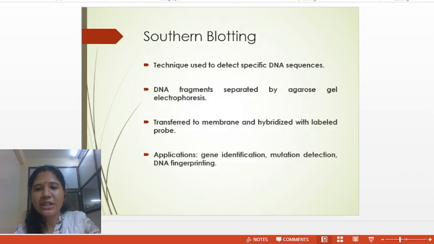Southern blotting is used for DNA sequence detection, where DNA fragments are separated by agarose gel electrophoresis. They are then transferred onto a membrane, and labeling is done with the enzyme. Finally, the applications are gene identification, mutation detection, and DNA fingerprinting.